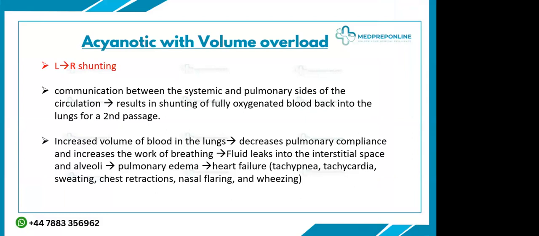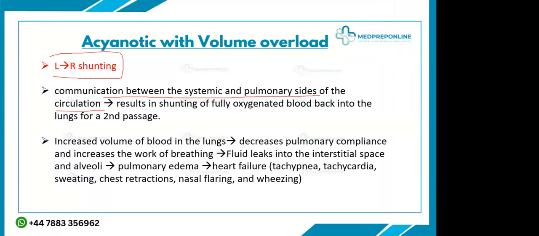The first one is the acyanotic with volume overload, which is going to be caused by left to right shunt. There will be a communication between the systemic and the pulmonary sides of the circulation. What is the communication? It could be a ventricular septal defect, a communication between the left ventricle, which is the systemic side, and the right ventricle, which is the pulmonary side.